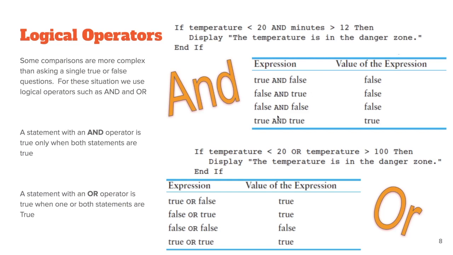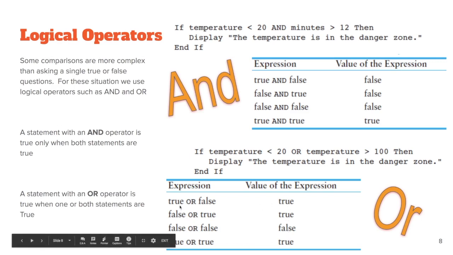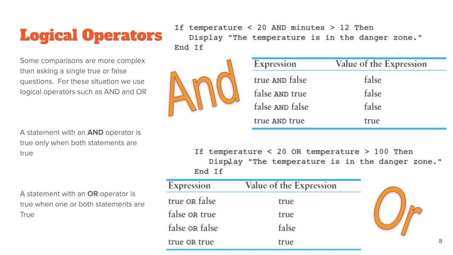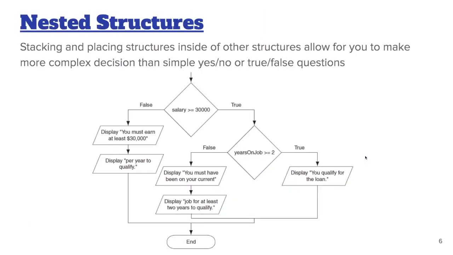Okay. Now conversely to that, we have what we call the logical or. Sometimes I want to know if one thing or the other may be true, and if either of them is true, then the overall expression is true. So what you'll notice with the logical OR is that we get the ability to hit true more often. So if temperature is less than 20 or the temperature is greater than 100, then I might display "I'm in the danger zone." It's too cold or it's too hot to be outside for any period of time.